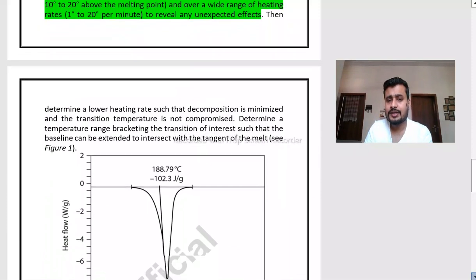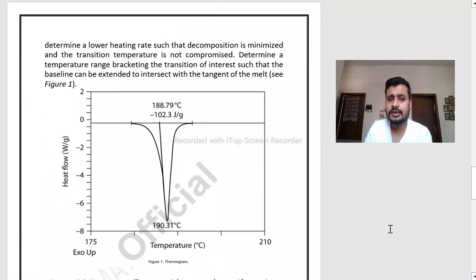Okay, this is one thermogram which I pasted here. With the help of this, what kind of information do we get? This is known as the peak temperature, and this is known as the onset temperature. Determine the temperature range bracketing the transition, such that the baseline can be extrapolated. So it is this type of thermogram.